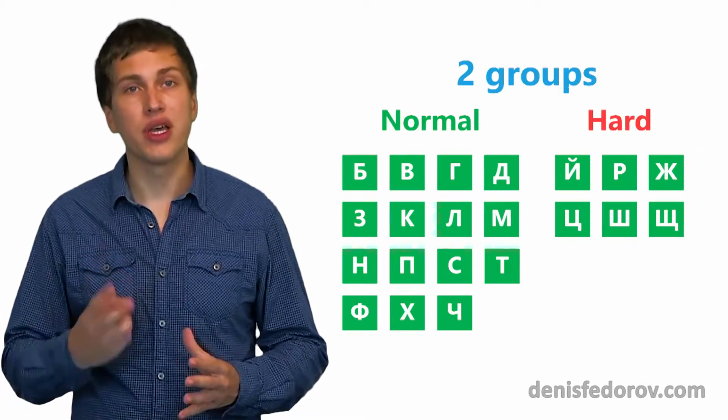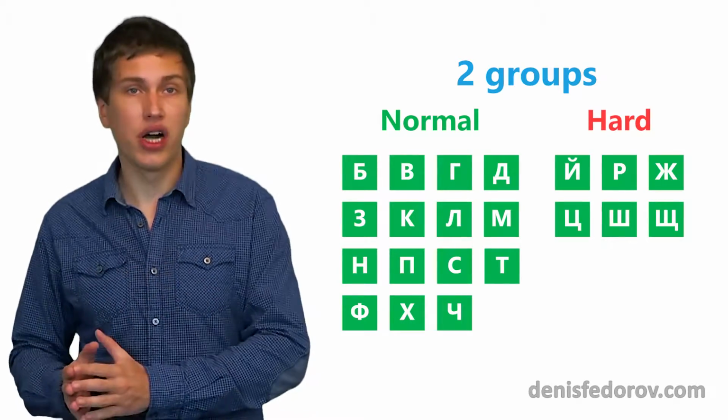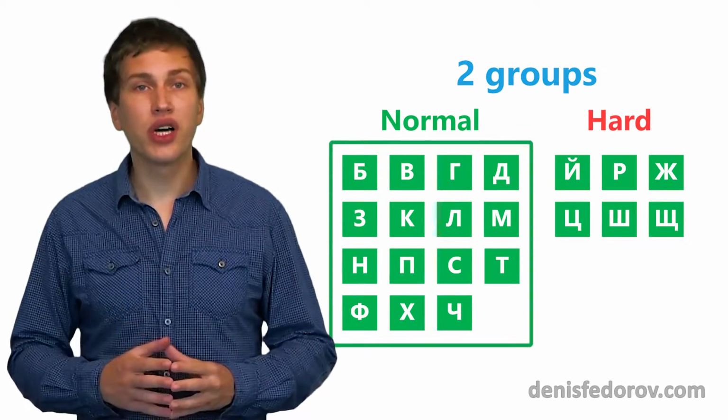Some of these consonants are pretty hard for an English speaker, some not. Some have a full pronunciation analogy in English, others not. And let's divide all consonants from this point of view into two groups, hard and not hard. Here is the not hard group.